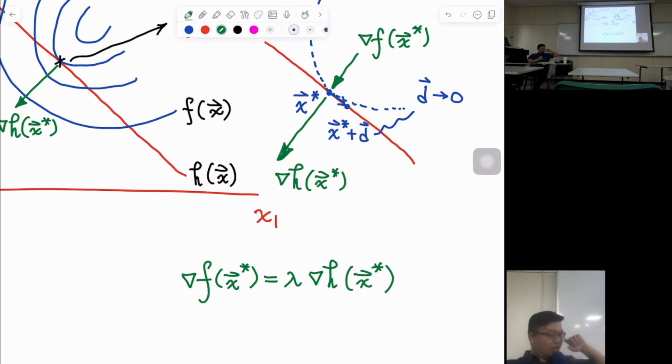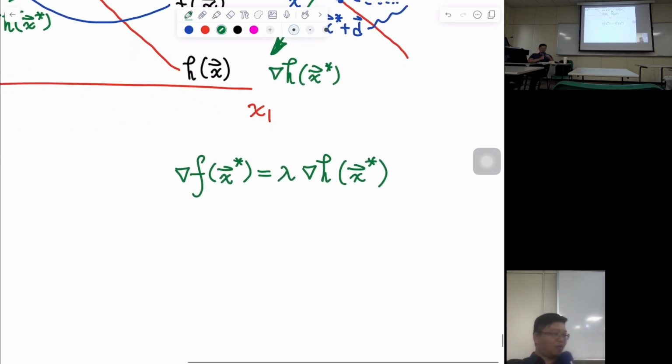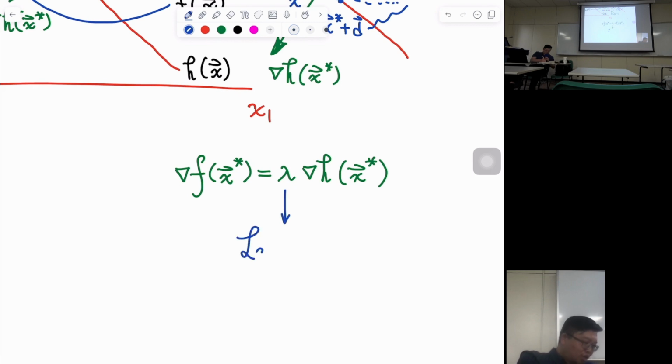So we can write one equation like this. The vector of gradient f equals some lambda times the vector of gradient h. They have a linear relationship. These two vectors are parallel, but we don't need to know the size or length of them. They don't need to have the same length, but they have the same direction. So we use a lambda, a multiplier in front of it, to describe their relationship. This lambda is the so-called Lagrangian multiplier.